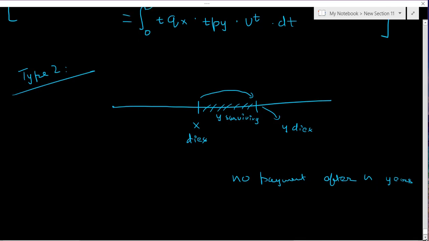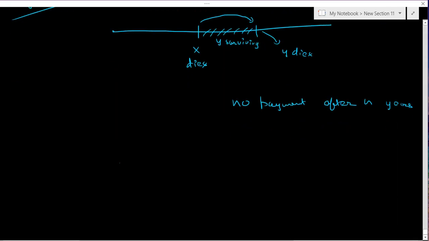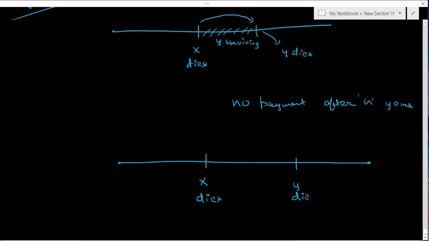In order to analyze this, I want you to see this very carefully. Now n is a fixed time. It is not dependent upon the death of x or the death of y. They are saying that after a certain time n, there would be no payment. So if this is the time of death of x and this is the time of death of y, n can occur here, let's call this n1. n can take this value, which even occurs before the death of x, n2, and n can take this value n3.